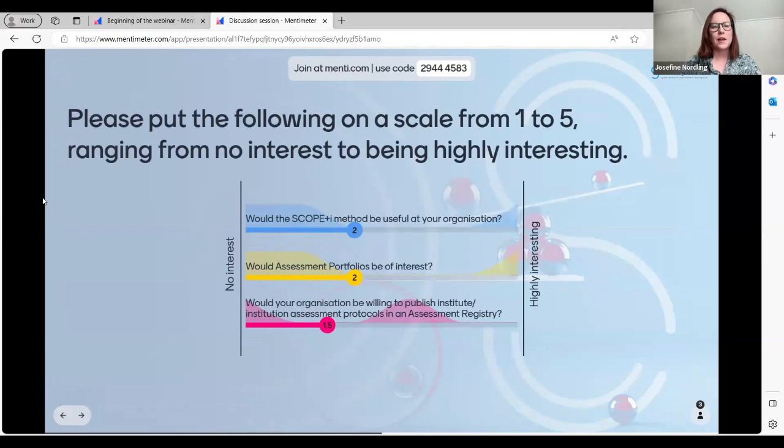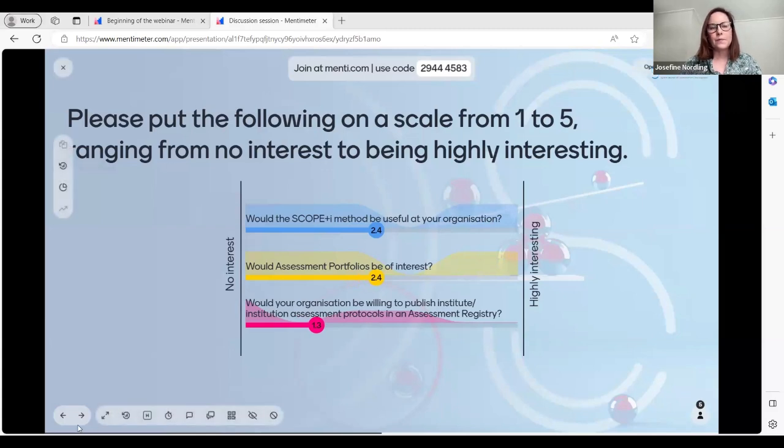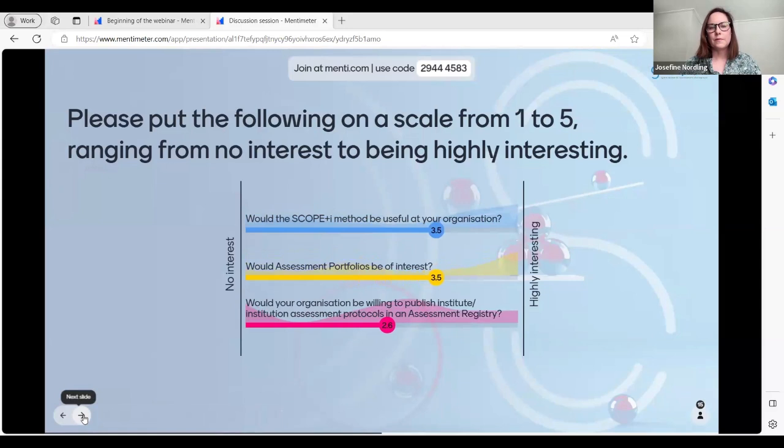So the next question is, please put the following on a scale from 1 to 5, ranging from no interest to being highly interested. You want to pick your minds on a few topics here related to the OSAF. So there is almost a tie between would the scope plus one method be useful at your organization, and would assessment portfolios be of interest? So there seems to be an appetite and interest for both of them.